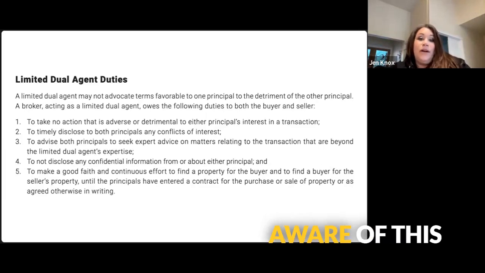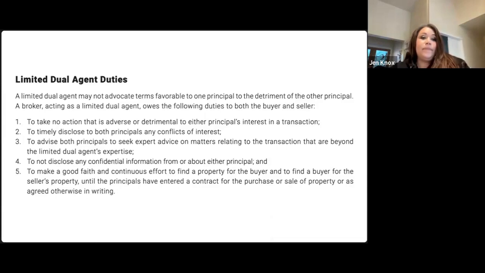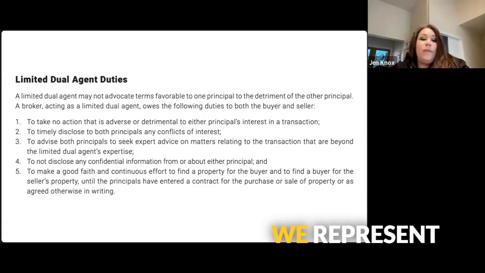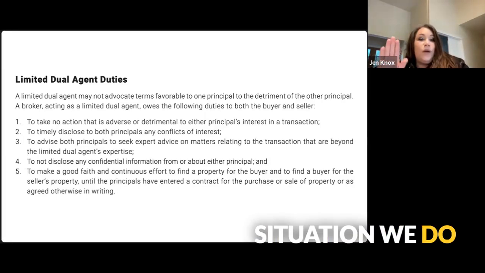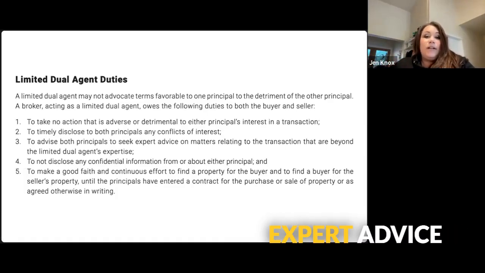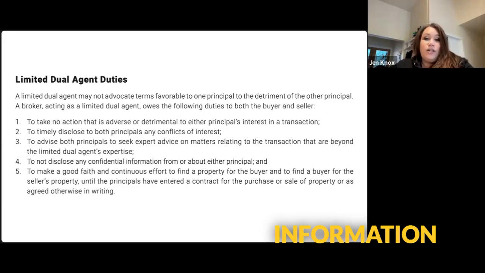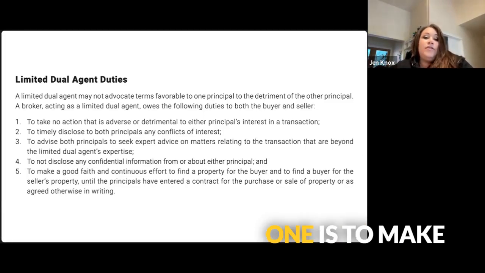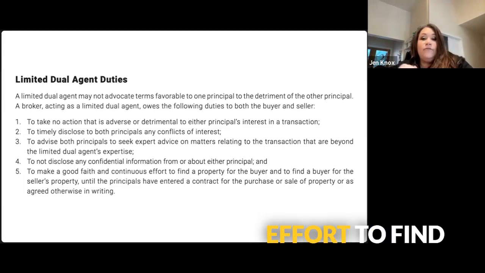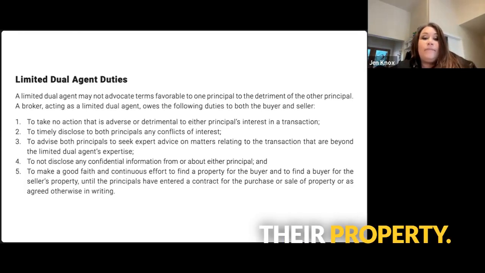They both do need to be aware of this, and it does take written permission in order for you to make this happen. We need to advise both of the people we represent, because in this situation, we do represent both people, that they are to maybe seek expert advice on anything that is beyond what our scope of expertise is. We cannot disclose confidential information about the other person to another person. And the 5th one is to make a good faith and continuous effort to find both the buyer and our seller somebody to purchase their property.